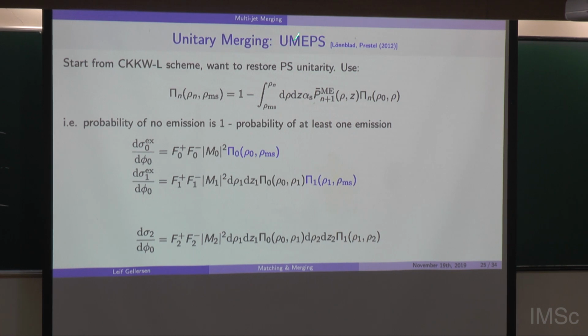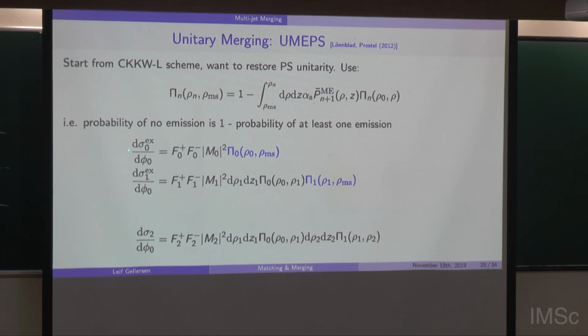So a way to fix this is using unitary merging. So it is based on the CKKWL scheme. It's very similar to that. But what you do is you restore parton-shower unitarity by using that the no resolved emission probability is 1 minus the integrated emission probability, but with the correct matrix element emission pattern.